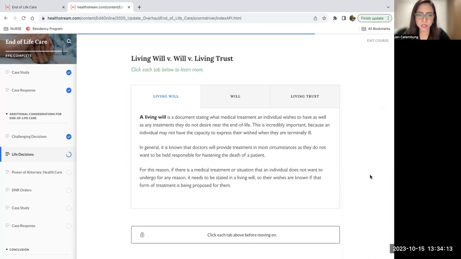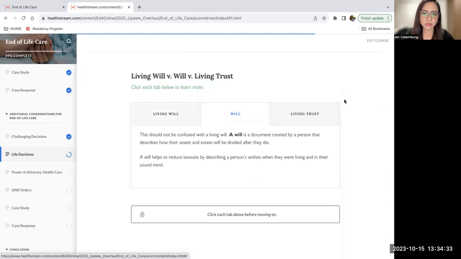For this reason, if there is a medical treatment or situation that an individual doesn't want to undergo for any reason, it needs to be stated in a living will, so their wishes are known if that form of treatment is being proposed for them. Will. This should not be confused with a living will. A will is a document created by a person that describes how their assets and estate will be divided after they die. A will helps to reduce lawsuits by describing a person's wishes when they are living and in their sound mind.